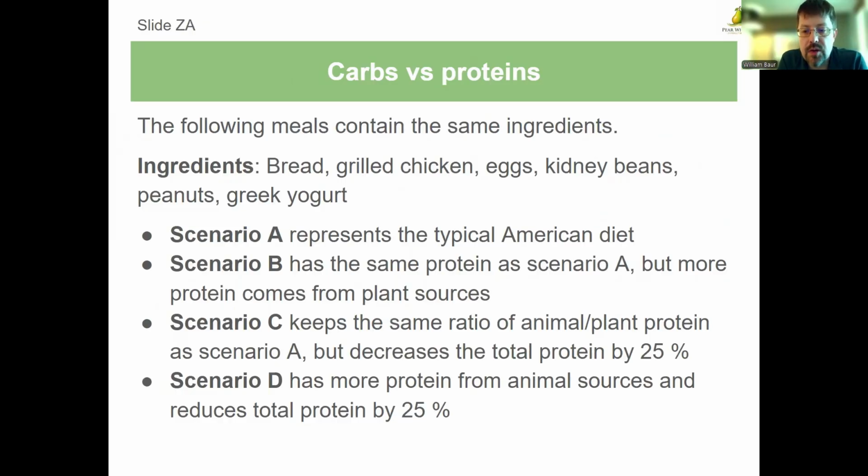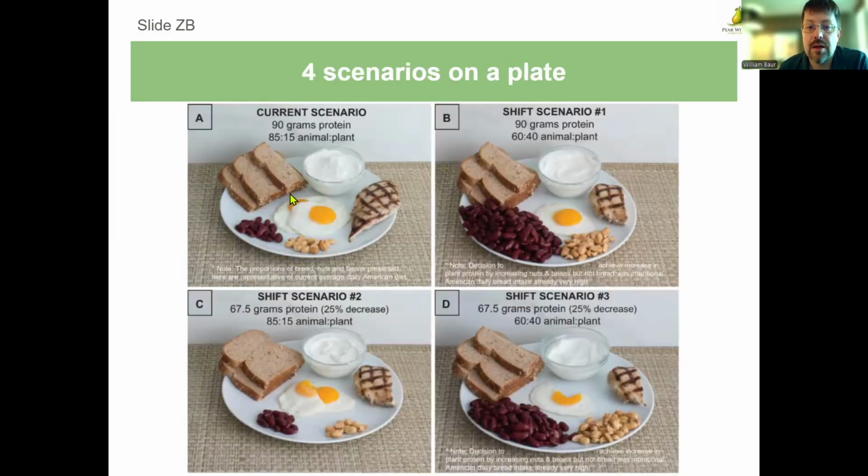So now we take this information about the various footprints of our protein sources and start to compare whether we should have a high carb diet or a high protein diet, and what would be the impact on the environment, and whether those protein sources should come from animal or plant sources. So there are four scenarios.